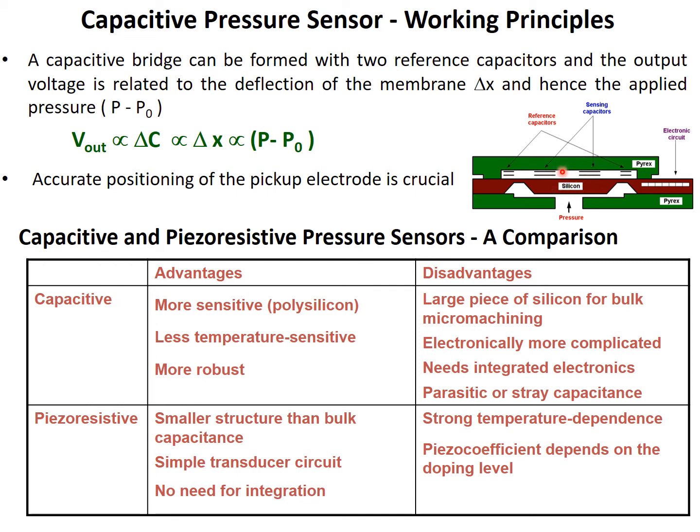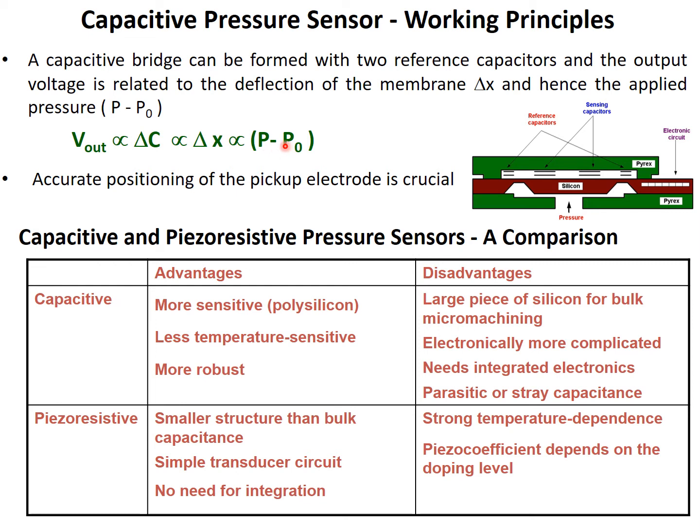Again, to convert the capacitance into voltage we need some signal conditioning circuits like bridge circuits or some other ICs which can convert the delta C into the delta V, right? So here, as you can see, a capacitive bridge can be formed with two reference capacitors, and the output voltage is related to the deflection of the membrane delta X, and hence the applied pressure delta P. So basically the V output is a function of delta C, the delta C is a function of delta X, and the delta X is a function of delta P, right?